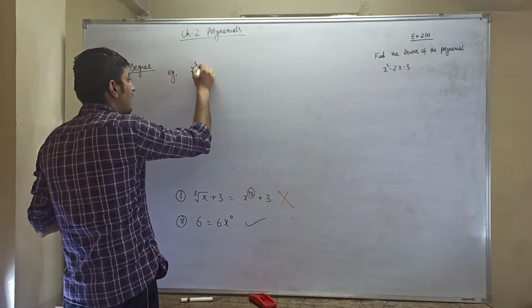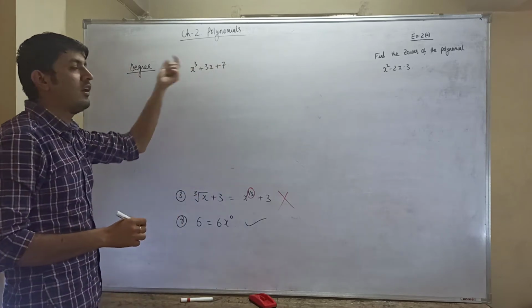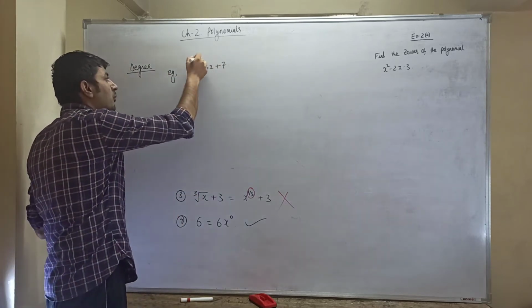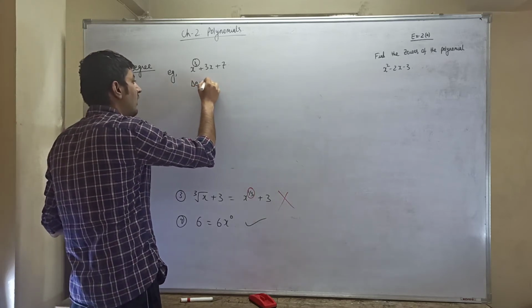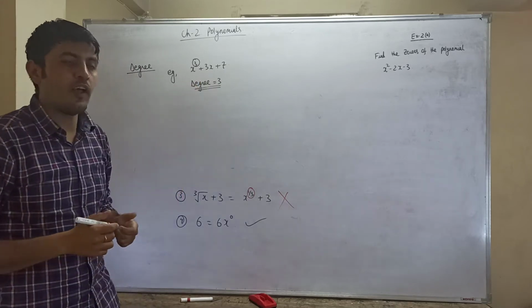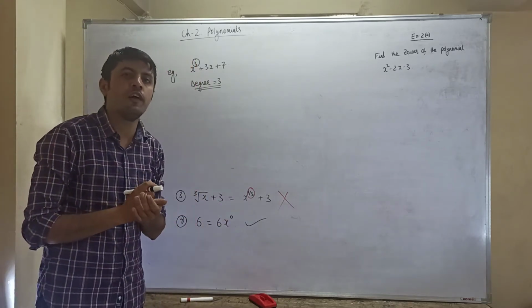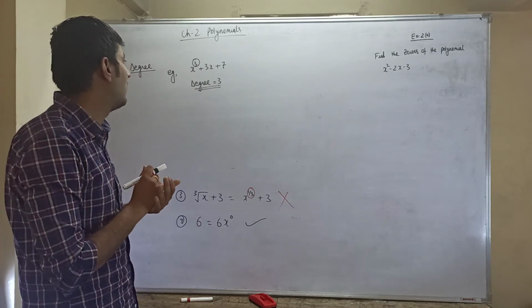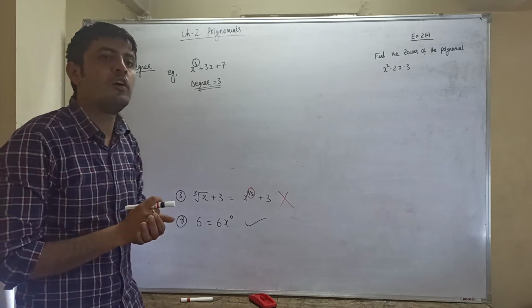Suppose I write x cubed plus 3x plus 7. What is the degree of this? What is the highest power? Highest power is 3. So the degree is 3. So this is how you will do it if any problem comes and you have to find out the degree of the polynomial. The highest power is called your degree of the polynomial.